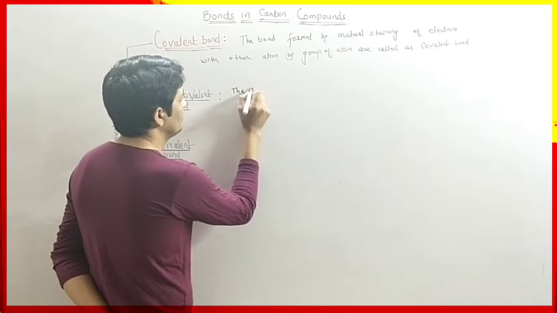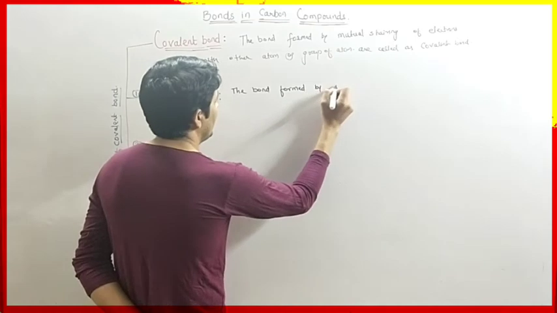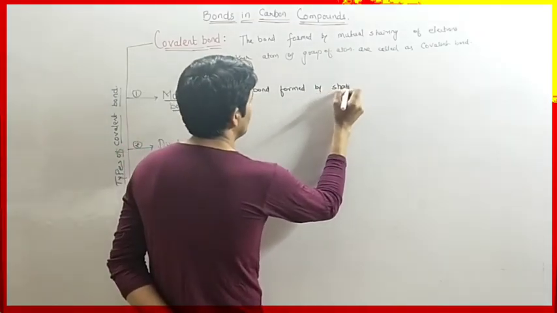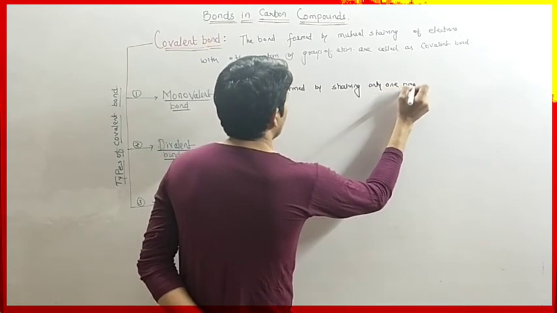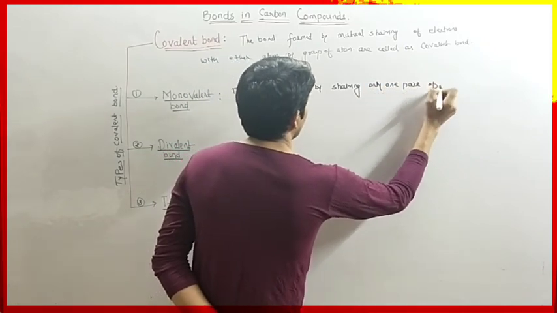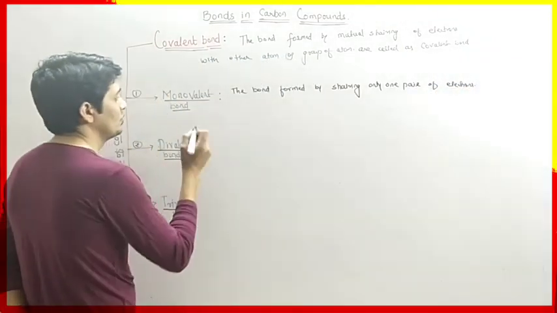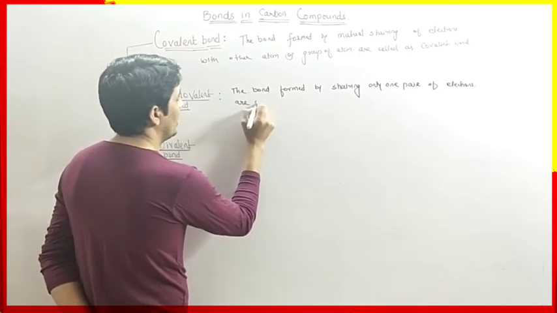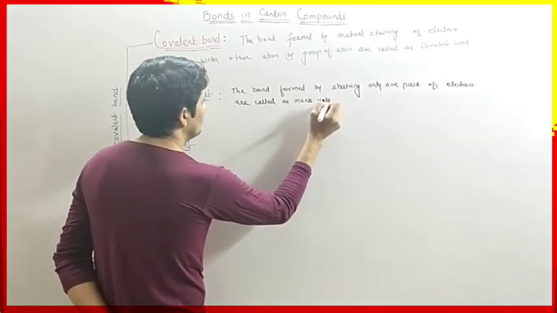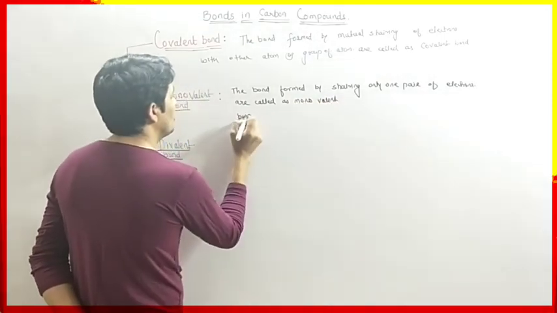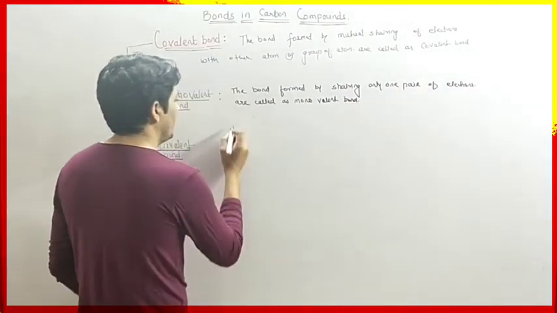The bond formed by sharing only one pair of electron are called as monovalent bond. Monovalent bond. Example.